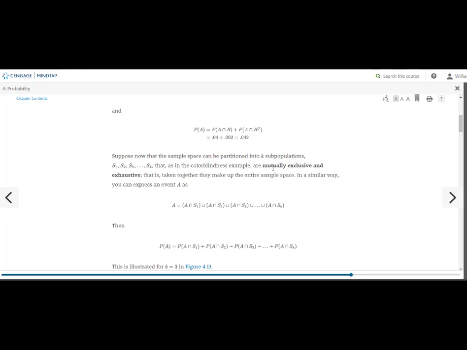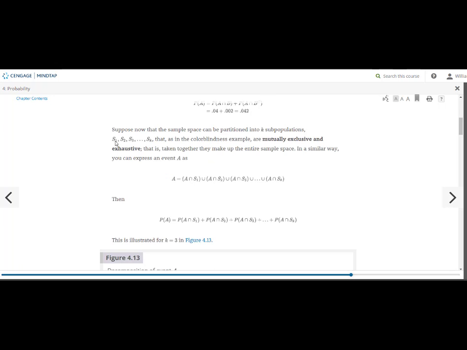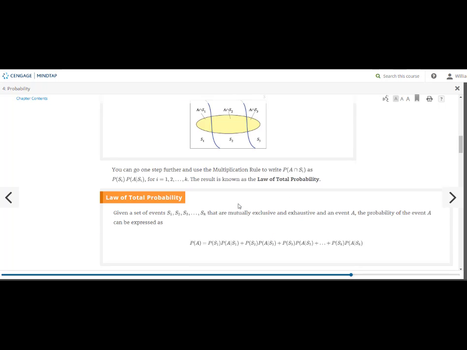We talked about the words mutually exclusive and exhaustive. That's what a partition is. It has to be mutually exclusive and exhaustive. So if we have sets S1 through Sk, and they're mutually exclusive and exhaustive over the entire set S, then we call that a partition. Then we can write A like this. Then we can write the probability of A like this. Here's a picture again.